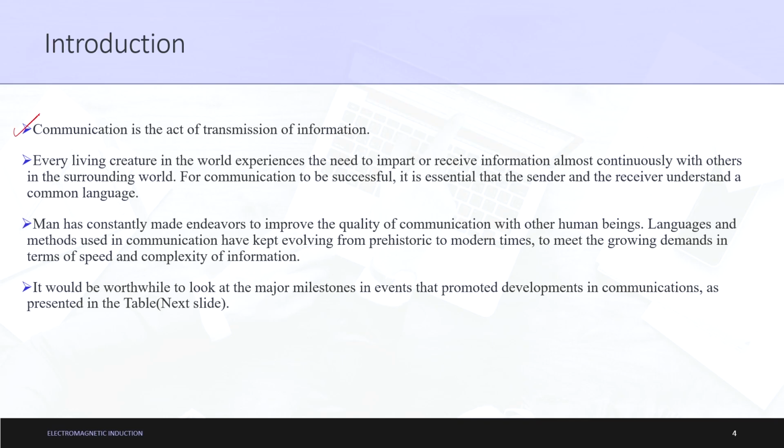Next, every living creature in this world experiences the need to impart or receive information, as the word suggests. It is quite evident. If you have some information, you will try to give it to me. It is about receiving and imparting. So, every living creature in this world experiences the need to impart or receive information almost continuously with others in the surrounding world. For communication to be successful, it is essential that the sender and the receiver understand a common language.